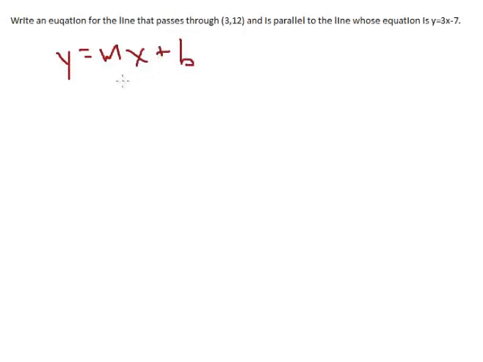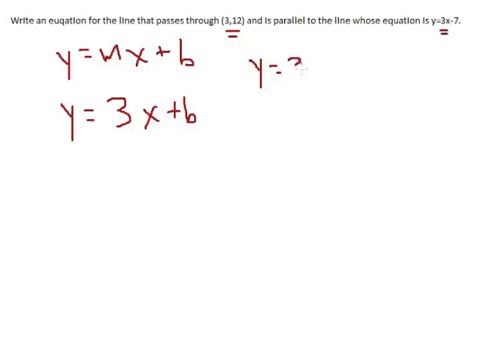Now, we have the m, because it says that it's parallel to the line whose equation is y equals 3x minus 7. Now remember, the coefficient of the x is the slope, so the m is 3. So we know that this is going to be y equals 3x plus something, plus b, but we don't know what b is. How do we figure out what b is? Well, we have a point. Y and x are going to change, but we know that at least at this point, they're 3 and 12, so we can plug those in and solve for b.